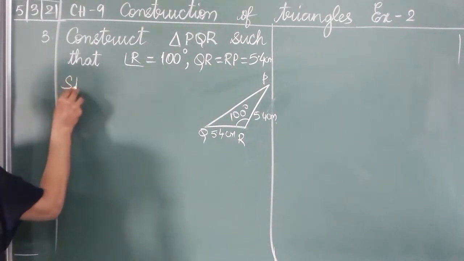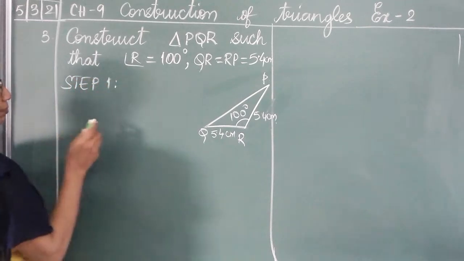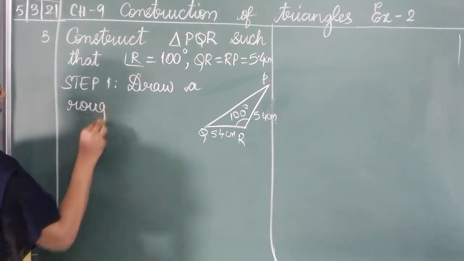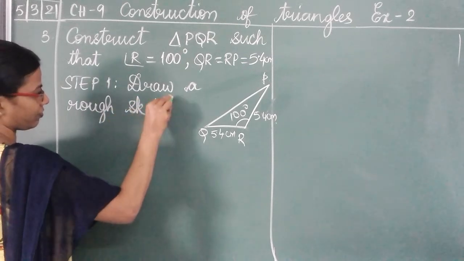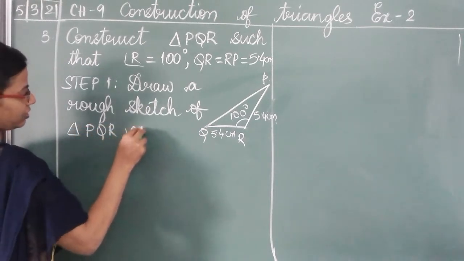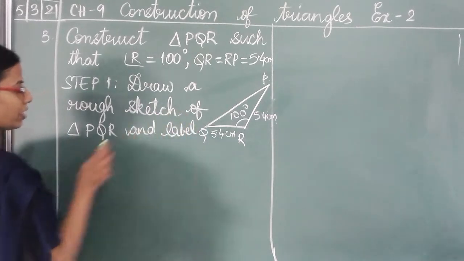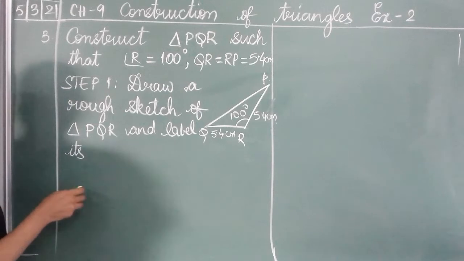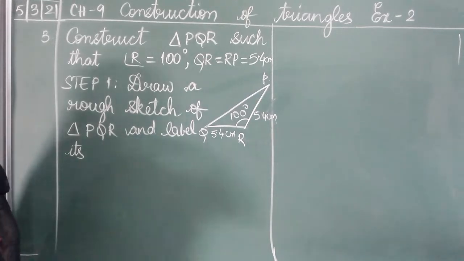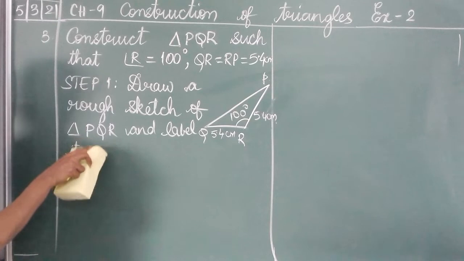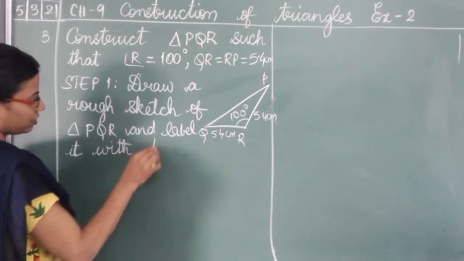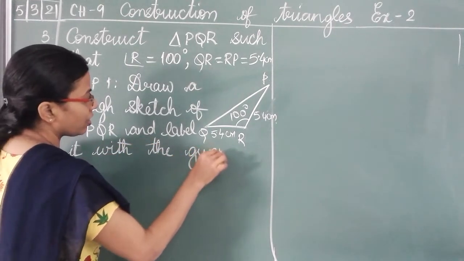Now let us write step 1. Step 1. Draw a rough sketch of the triangle PQR and label it with the given measurements.